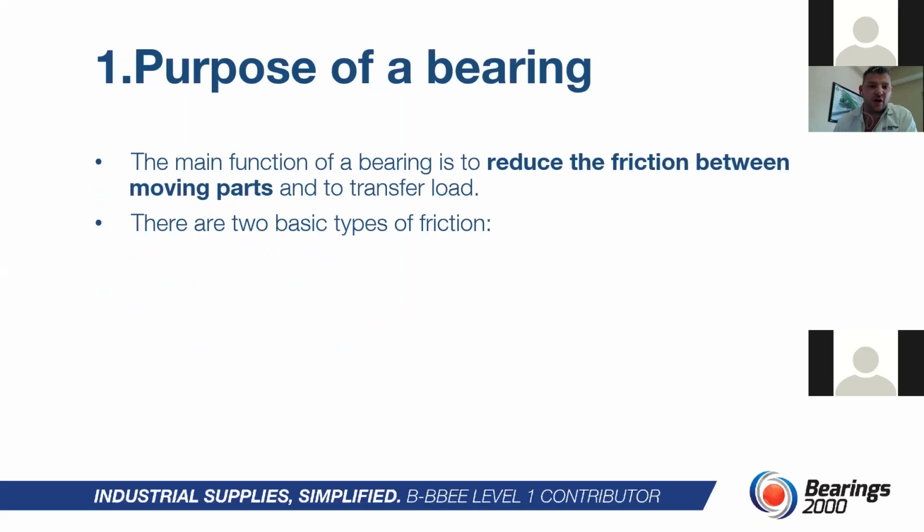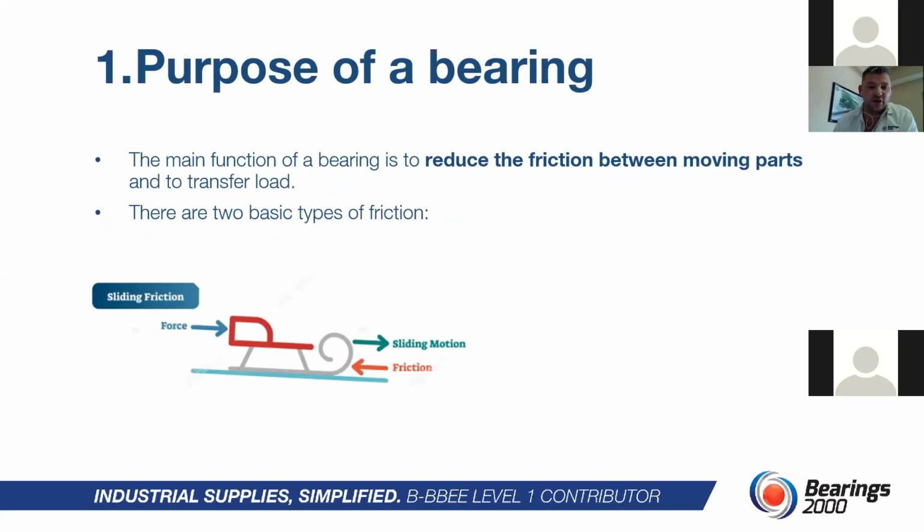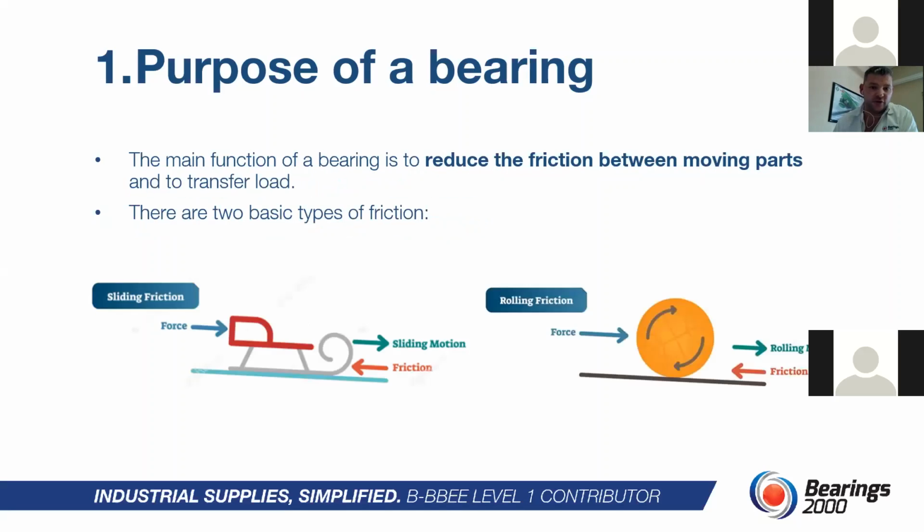Okay. Let's start off with the purpose of a bearing. The main function of a bearing is to reduce the friction between two moving parts and to transfer the load. The two basic types of friction that you do get are sliding friction and rolling friction. When there's a lot of friction, there's a lot of heat and it may seize, and that's the main reason for a bearing, to make sure that everything runs frictionless.